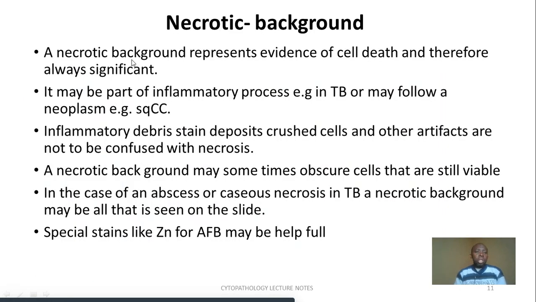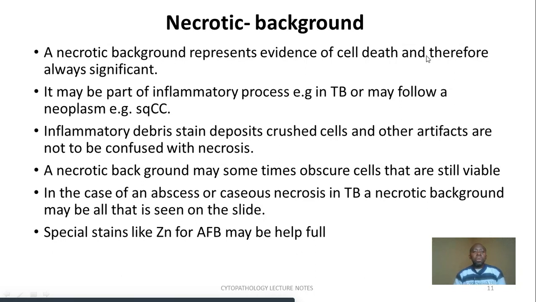So continuing, necrotic backgrounds represent evidence of cell death, and therefore they are always significant. It may be part of an inflammatory process, e.g. in TB, or may follow a neoplasm, for example in squamous cell carcinoma. Inflammatory debris, stain deposits, crushed cells and other artifacts are not to be confused with necrosis. I mentioned this when talking about the preparation of the slide, and we need to take care so that we do not confuse ourselves in the end when we begin to look.